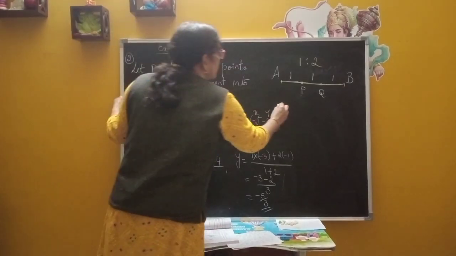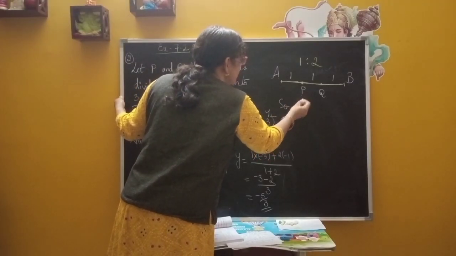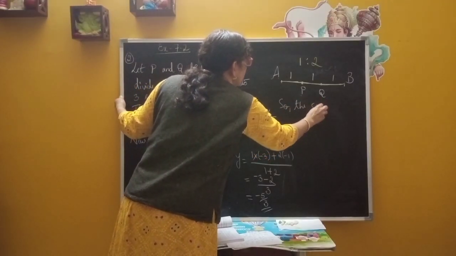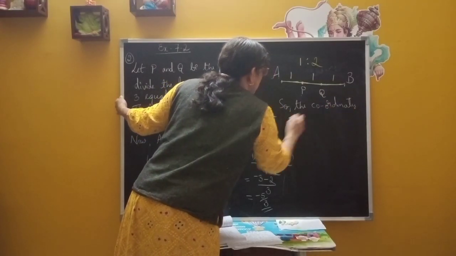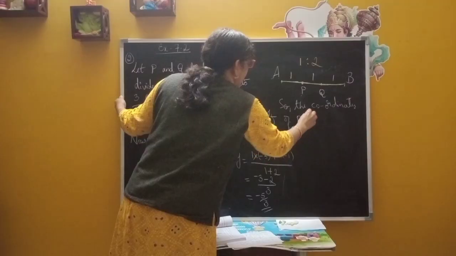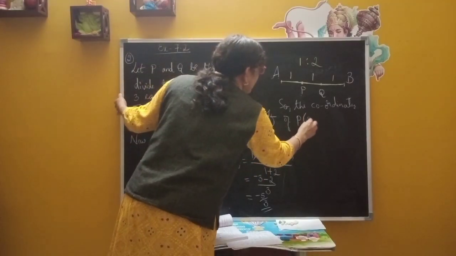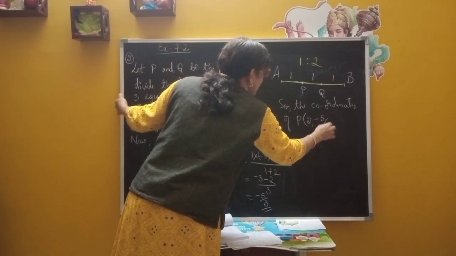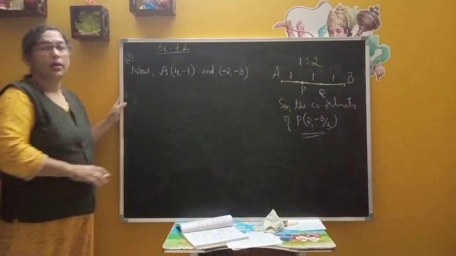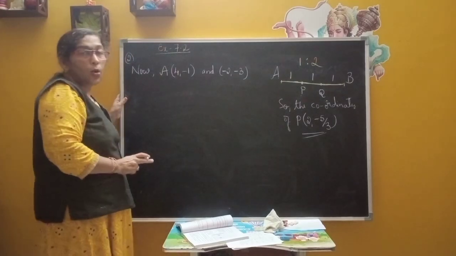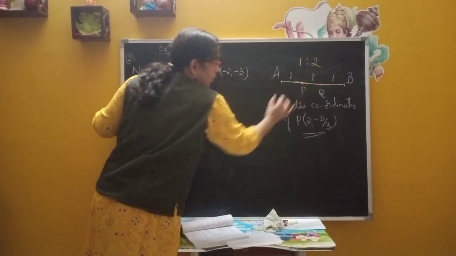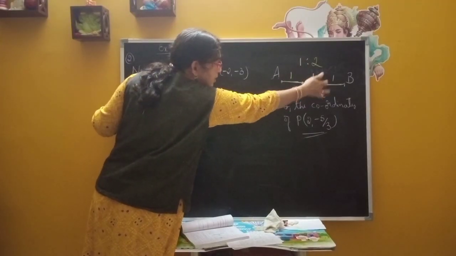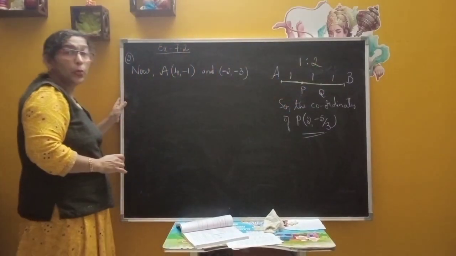Okay, so the coordinates of P are 2 and -5 by 3. Now let us take the point Q. Okay, we have to find the coordinates of the point Q. What is the ratio now? Here AQ is to QB. So in AQ we have 2 parts and QB 1 part. So the ratio is 2 is to 1.